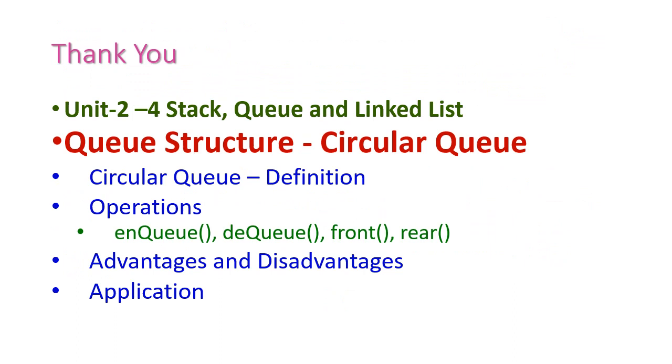So far we have seen the circular queue from the second unit, and in this class we have seen the definition of circular queue and the operations, especially the enQueue operation and deQueue operation. After that we have seen some of the advantages of circular queue over the linear queue, as well as the drawbacks, and then the applications of circular queue. In the next class we will see the priority queue from the second unit. Thank you.